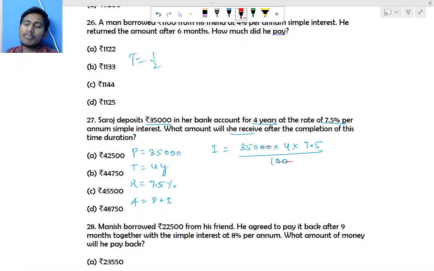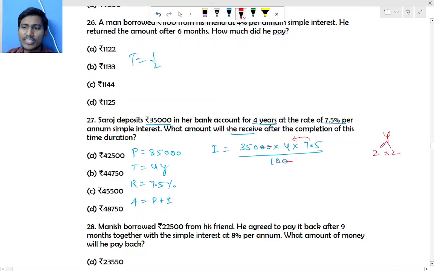Here multiplication. 7.5 double will be... here 4 times is there, right? So take double. 7.5 double is 15. 15 double is how much? 4 means 4 twos, 2s are, right? So you take first double. Double of 7.5 is 15. Sorry, 15 double is how much? 30. So you will get 30 as the answer.